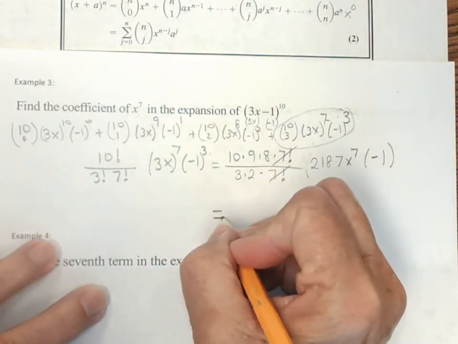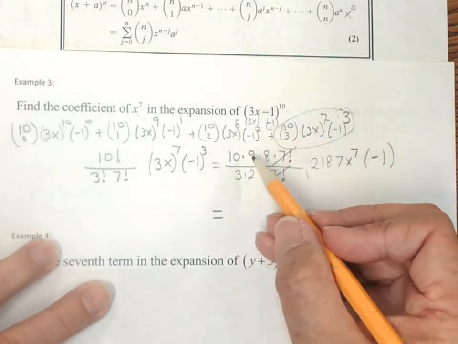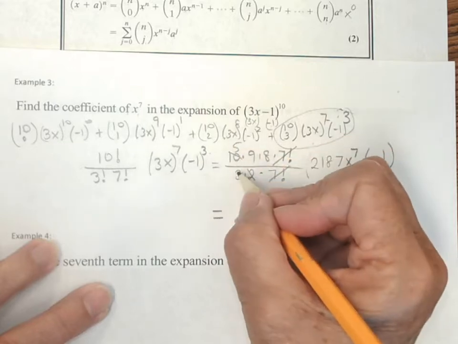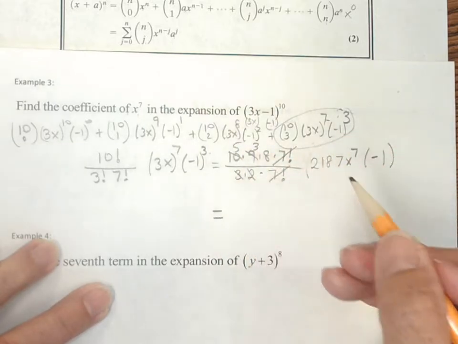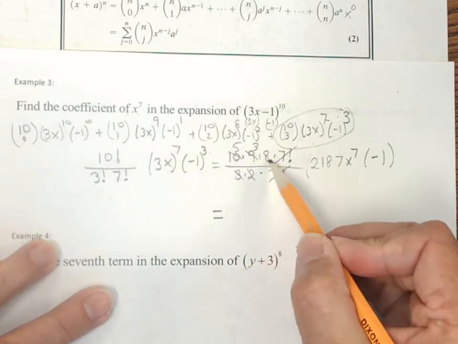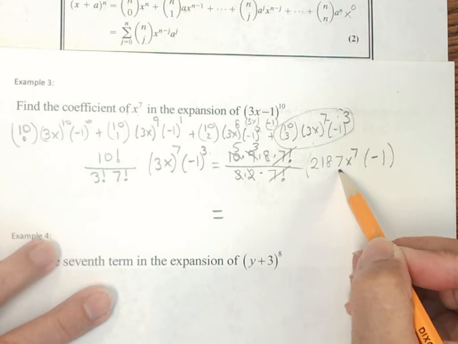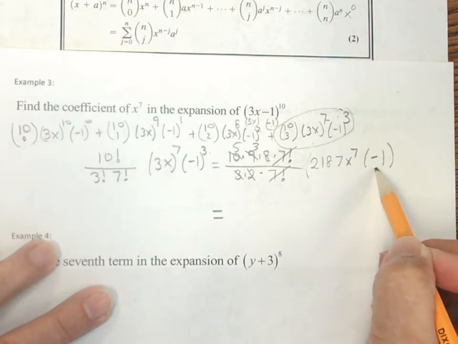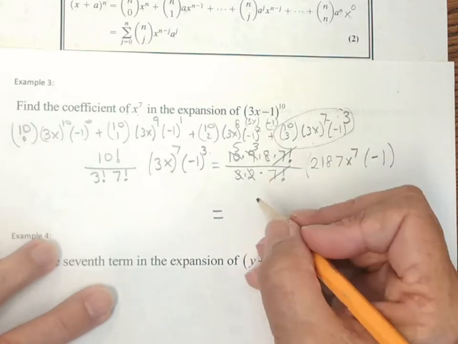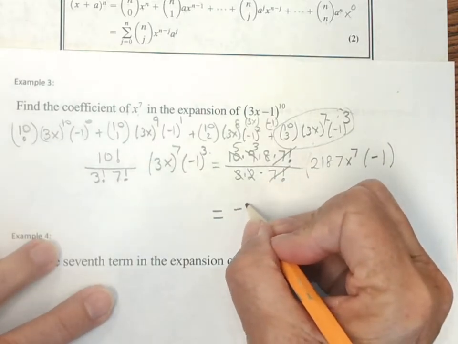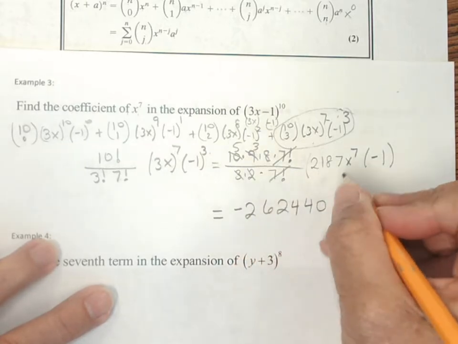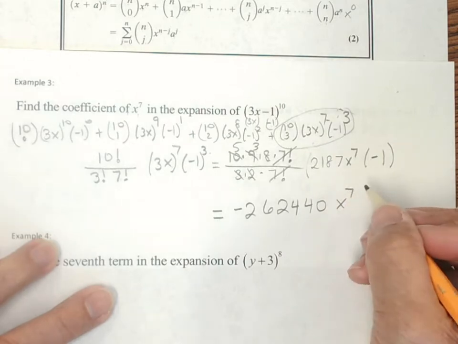So my overall answer here, 10, oh, let's see if we can cancel things. 2 goes into 10 5 times, 3 goes into 9 3 times. So what I really have now is 5 times 3 times 8 times 2,187 times -1, and only a 1 left in the denominator. Well, I'm going to put that in the calculator, and when I multiply all those out, I get negative 262,440 x to the 7th.